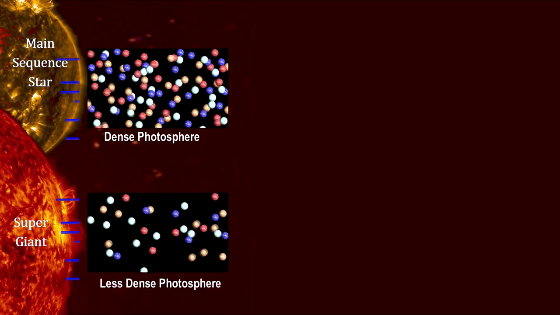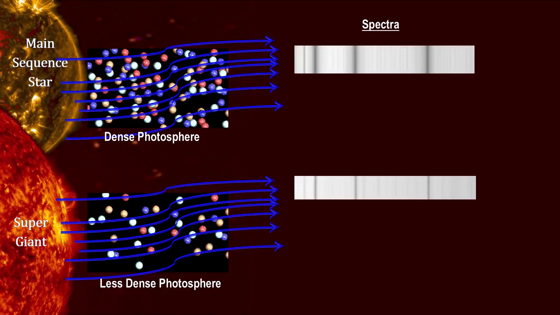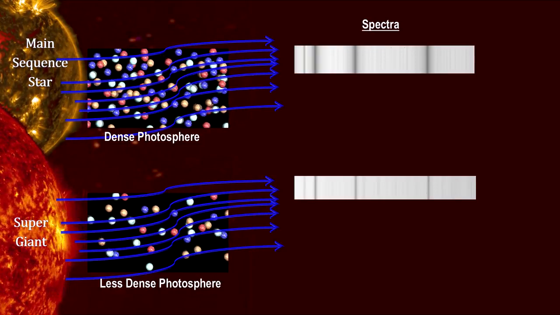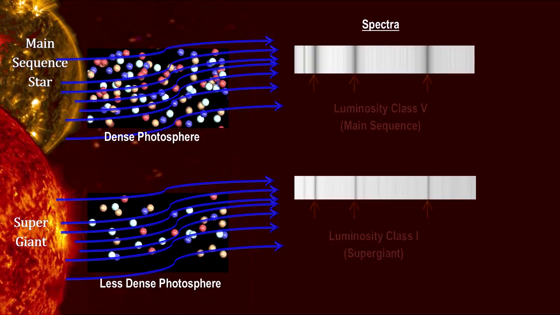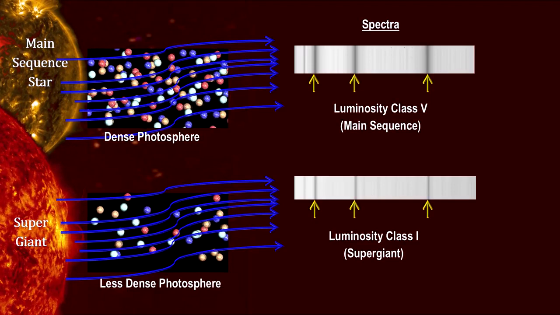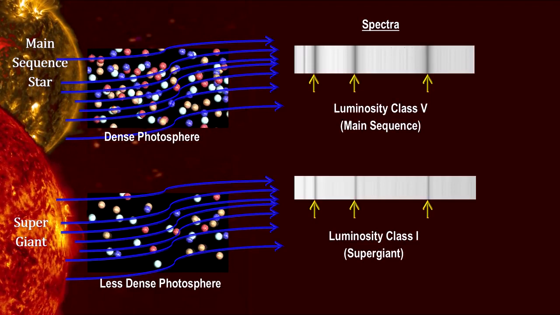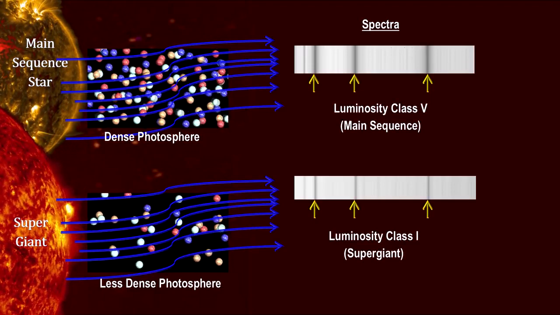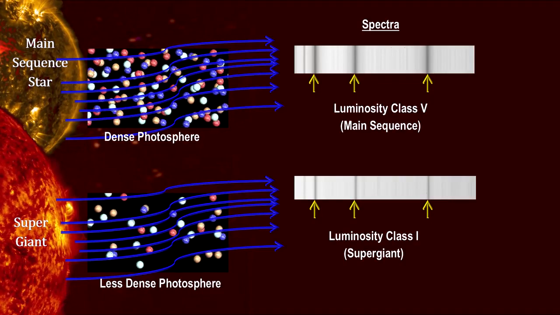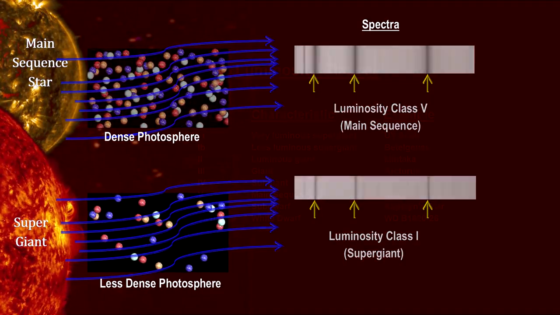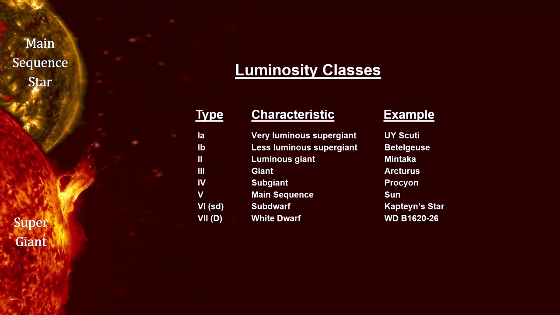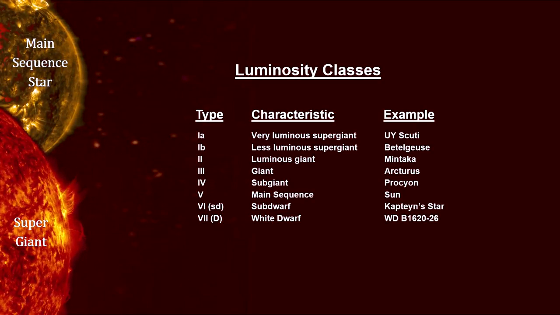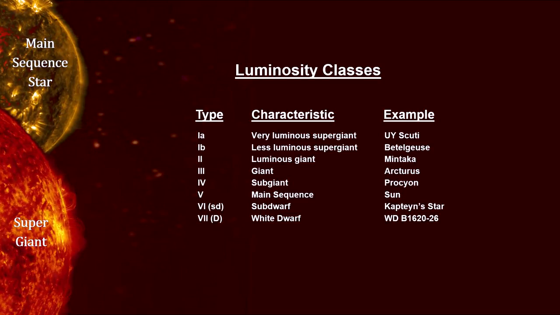It turns out that the photon absorption characteristics of closely packed atoms makes the spectral lines fuzzier. For a given spectral classification, the fuzzier the spectral line, the smaller the star. Roman numerals are used to identify luminosity classes. Our Sun is class 5, a main sequence star.